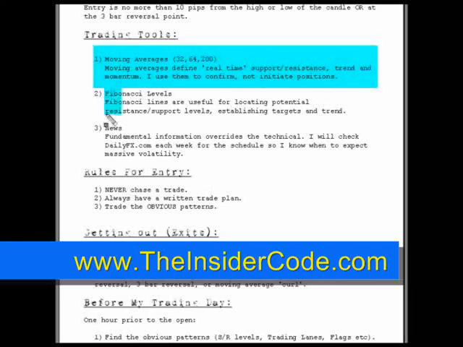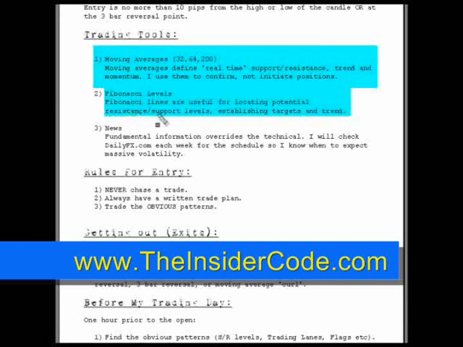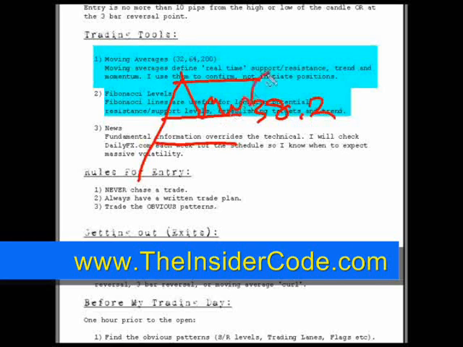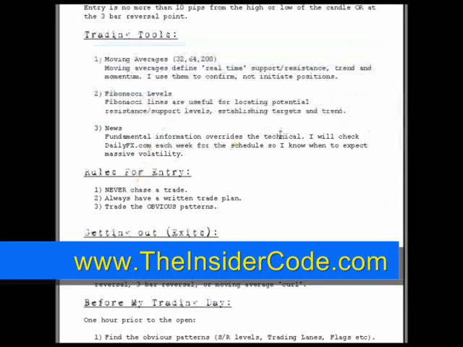We also cover the Fibonacci levels. Fibonacci lines are useful for locating potential resistance or support levels and for establishing targets and the trend. Remember, we talked about how if you have a Fibonacci retracement on, here are the different levels. If our first level here at 38.2, if the market just can't break that, remember that equals a potential trend. Okay, that's why we use the Fibonacci.